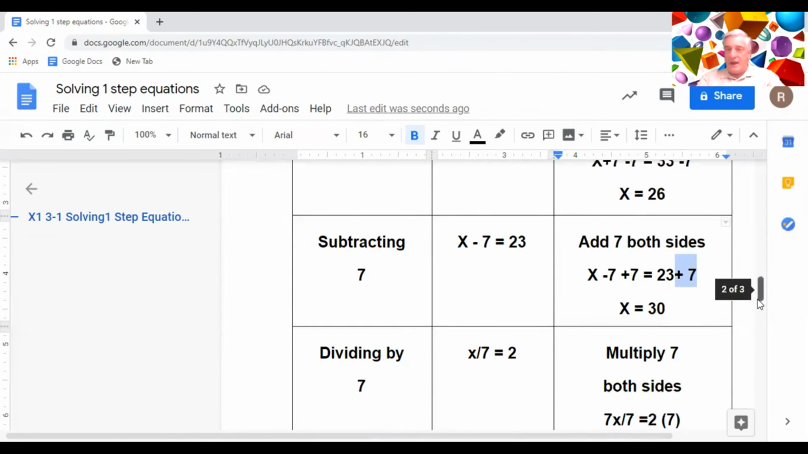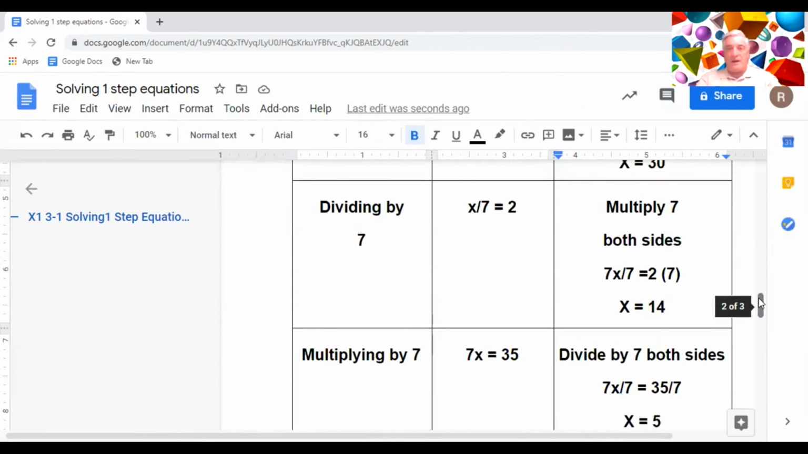Now, I told you you could add, you could subtract, you could multiply, divide. Here we're going to divide by 7. X divided by 7. That slash, by the way, means divide. I don't like the long division sign. And the word processor really doesn't like x above 7, so that slash means divide. What's the opposite of divide by 7? Multiply by 7. Am I going to do it one side or two? I'm going to do it both sides every time. We always do it both sides.